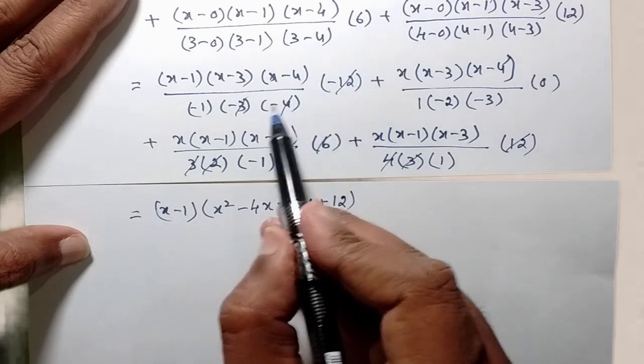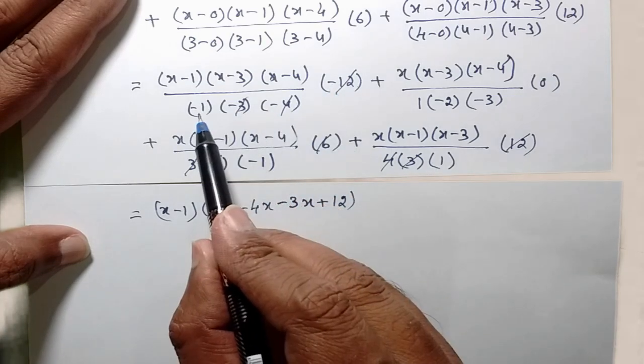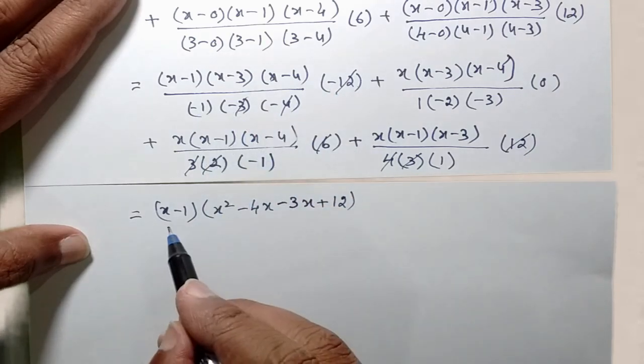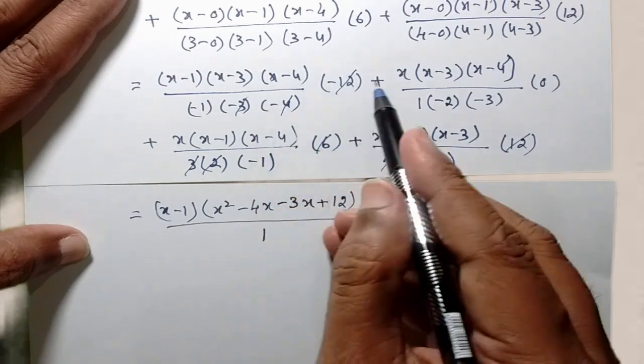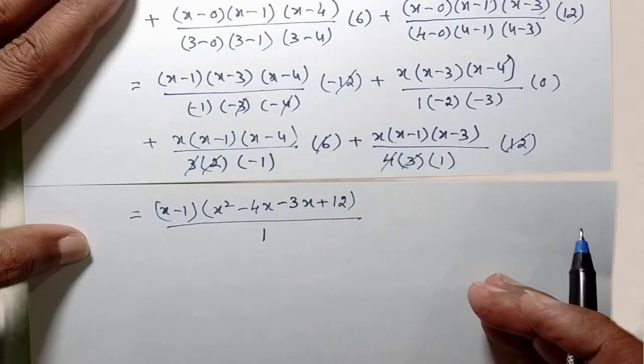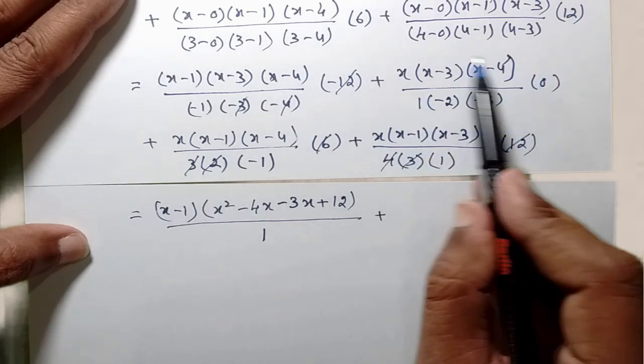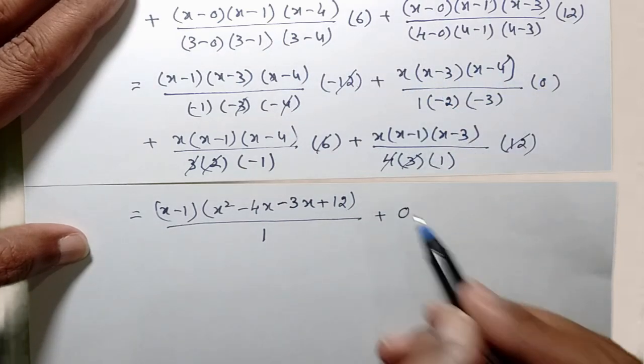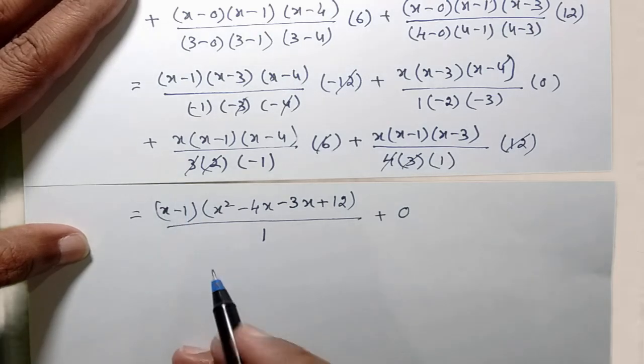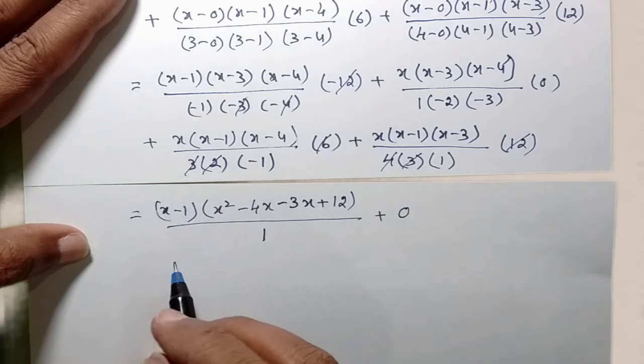And here this minus sign will get cancelled. What will be left out? Only minus of minus plus. So plus 1 will be left out because 12 has been cancelled out. Only positive value will be left out in the denominator. Plus, coming to this term is 0. So 0 into anything will be how much? 0 itself.